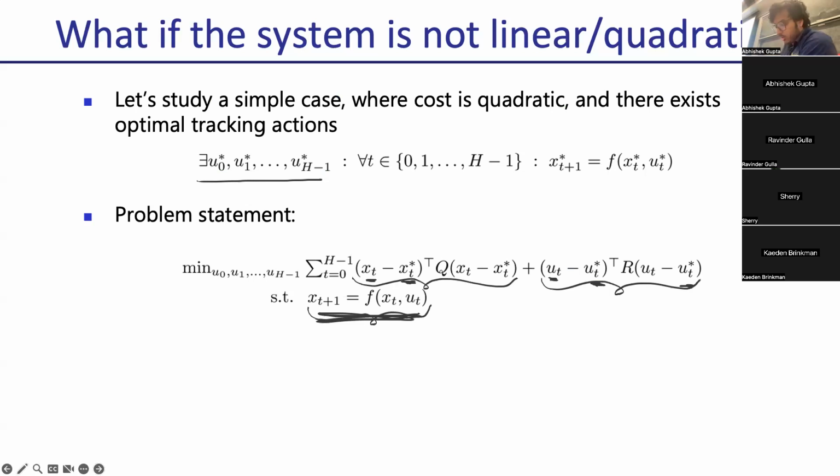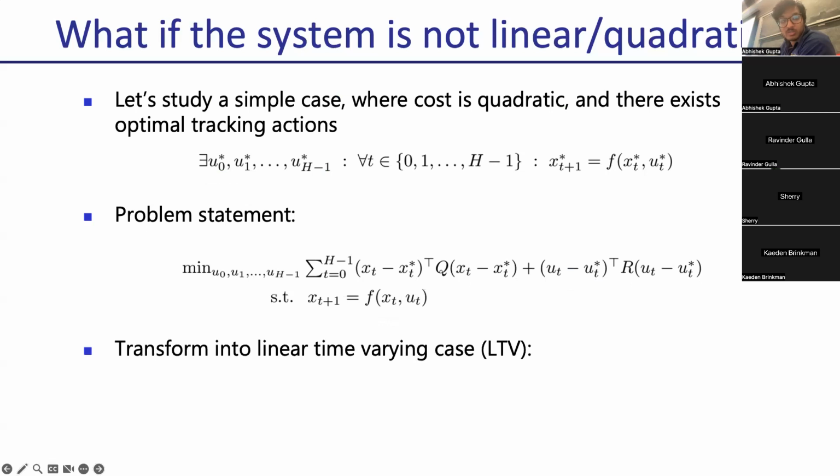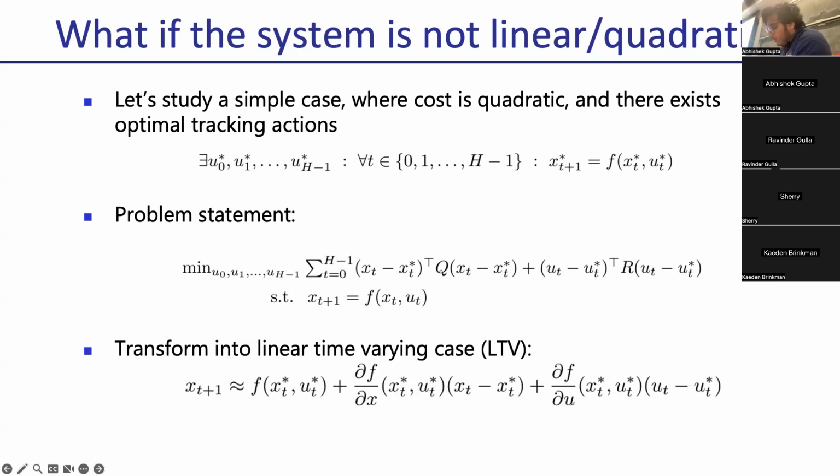And so what you're going to do here is just use a Taylor approximation. You're going to say your nonlinear dynamics, xt plus 1 equal to f of xt ut, you're going to take the Taylor approximation around xt star ut star, right? So this is like how we had f of x is equal to f of a plus f prime a times x minus a plus whatever, right?